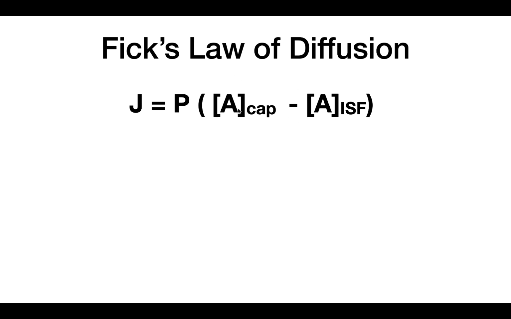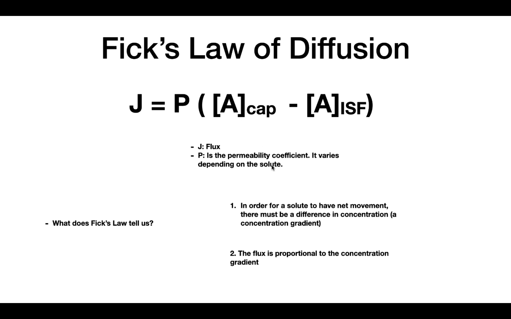From this equation, we can see two main things. The first is that in order for there to be net movement of a molecule, there needs to be a difference in concentration. If you don't have a difference in concentration, then there's no net movement. The second is that the flux is directly proportional to the concentration gradient. So the greater the difference in concentration, the greater the flux. And P is the permeability coefficient, which is different for every solute, and it basically describes how well the solute can pass through that semi-permeable membrane.